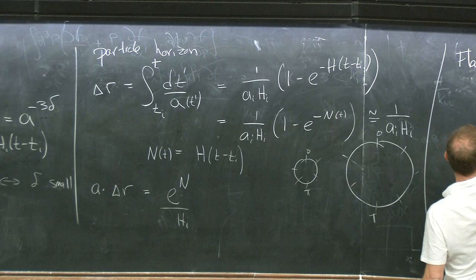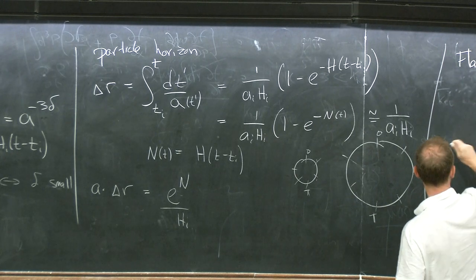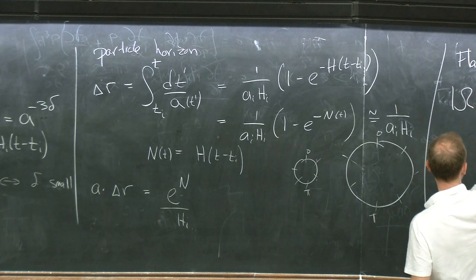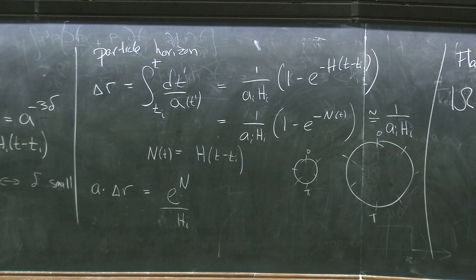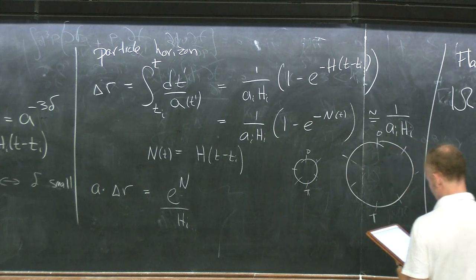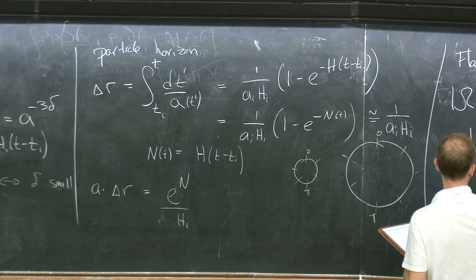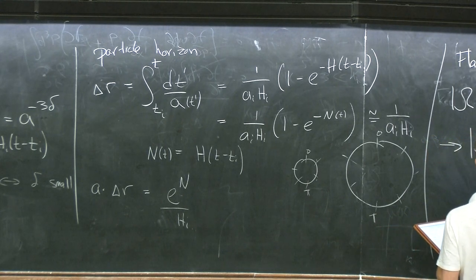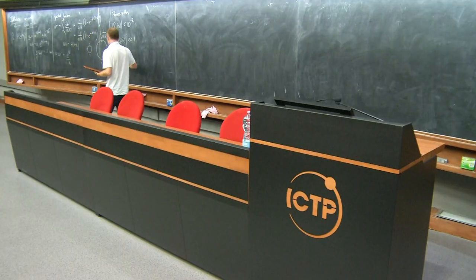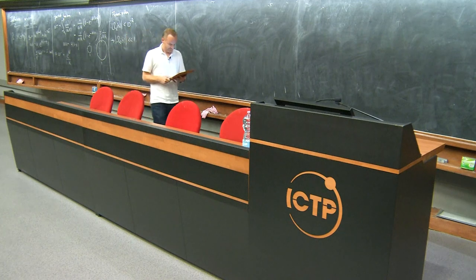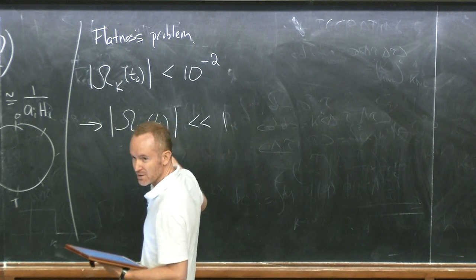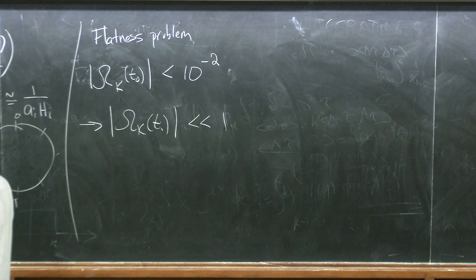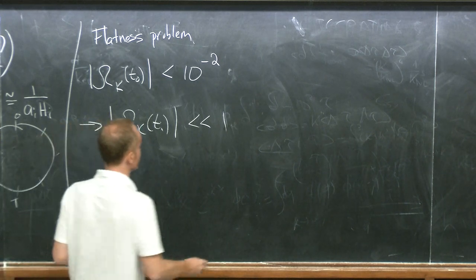The way we express the flatness problem, we said, we know that omega k today is less than about 10 to the minus 2. And if we extrapolate this back very far in time, we discovered that this means that omega k in the past, so at some early time t initial, has to be extremely small, 10 to the minus 60 if we go back to the Planck time. Well, how can we explain why this number is so small? There was no easy explanation without inflation. You just had to put it in by hand. Let's see what happens if there's a period of inflation.